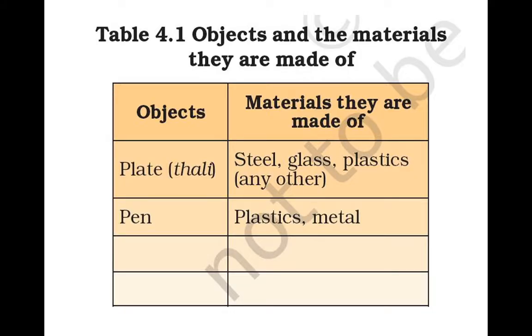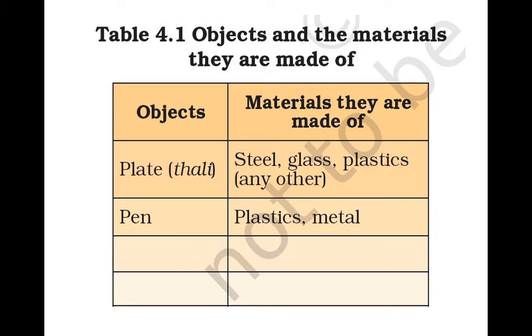See, now like that you have to draw this table and solve this activity. You have to write two objects and the materials they are made of. For example, your plate. You know, plate or thali, that is of steel, also maybe of glass or plastic. Means your plate can be made from plastic, from glass, and from steel.